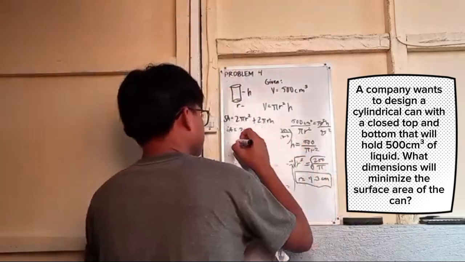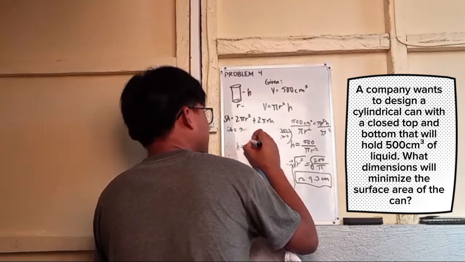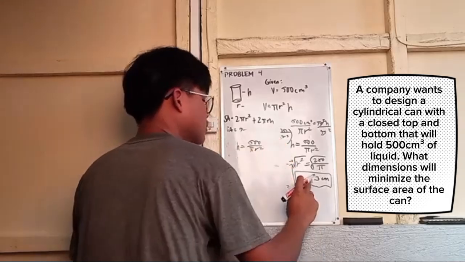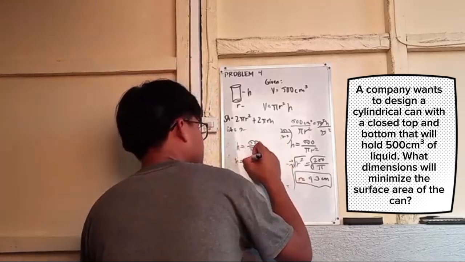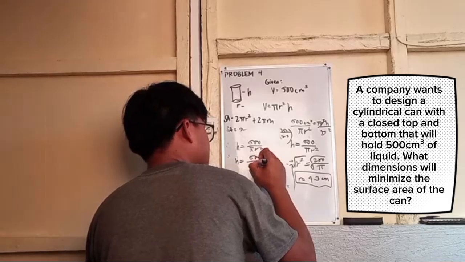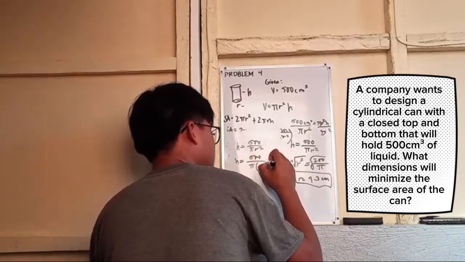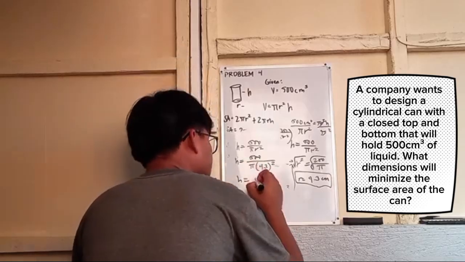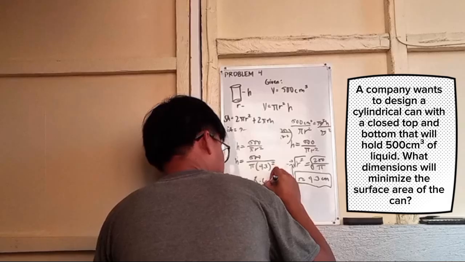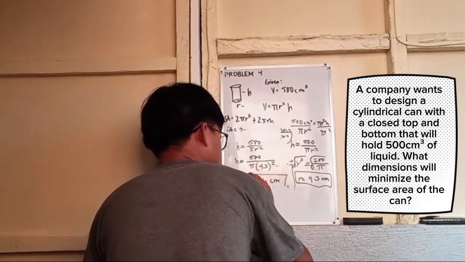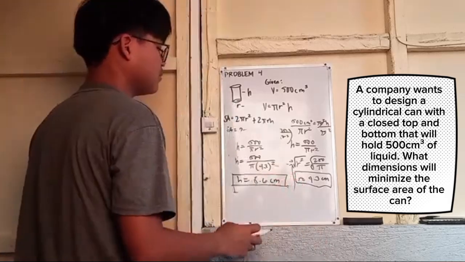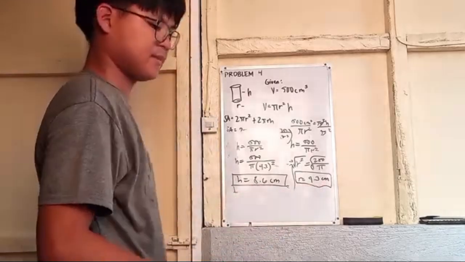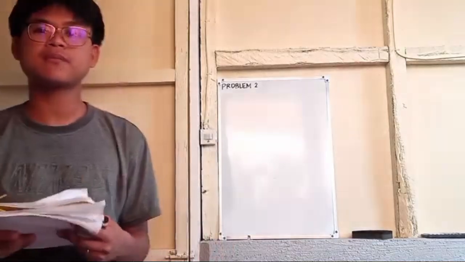So h or height is equal to 500 over pi r squared. Then we will substitute the r. 500 divided by pi times 4.3 squared, and we will get the value of 8.6 centimeter. So this is our final answer. We have the radius of 4.3 centimeter and the height of 8.6 centimeter. So we will proceed to problem number 2.